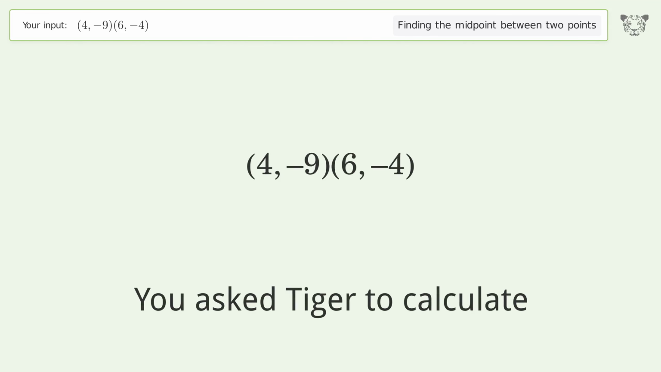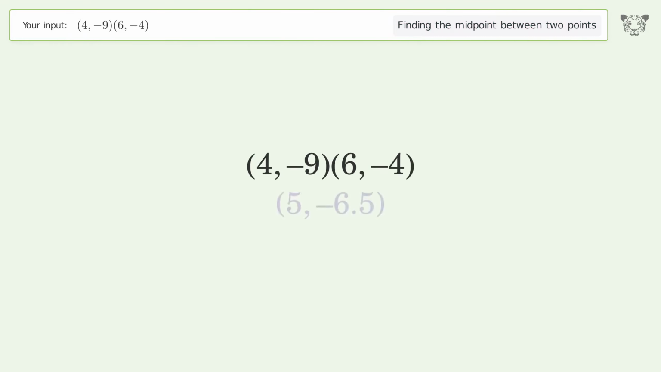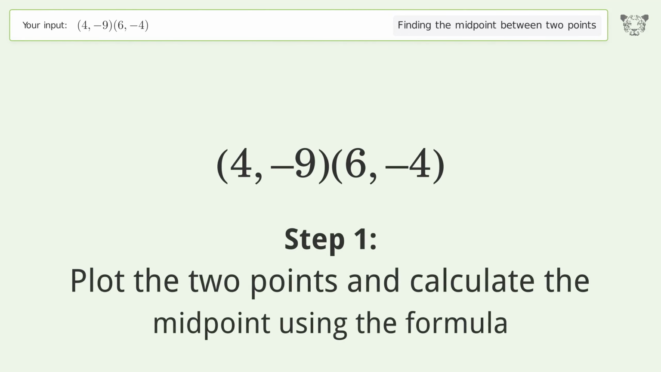You ask Tiger to calculate. This deals with finding the midpoint between 2 points. The midpoint between the 2 points is 5, negative 6.5. Let's solve it step by step. Plot the 2 points and calculate the midpoint using the formula.